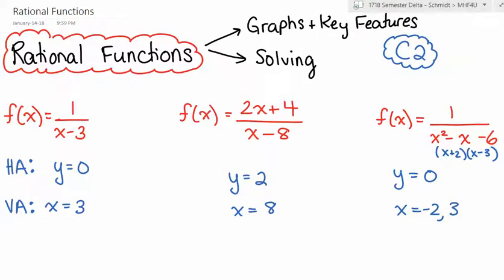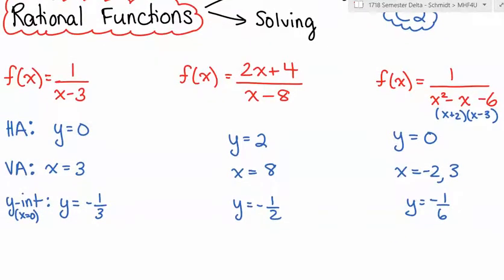Okay, then we can figure out our y-intercept. For the first one, we just set x equal to 0 for our y-intercept. So it is -1 over 3. And if we set x equal to 0 for the second, we have 4 over -8. And for our last one, if we set x equal to 0, we have -1 over 6.